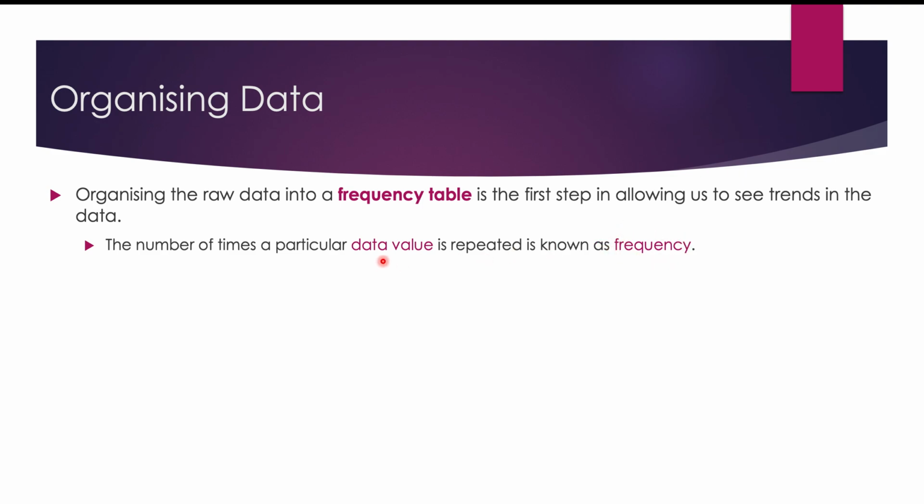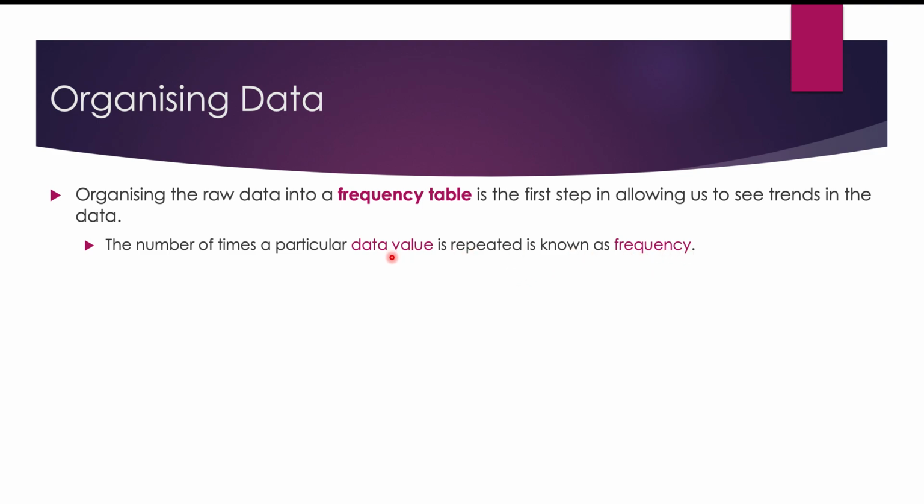So what is the data value? Let's say that I'm recording colors of cars in Avila's car park. The data values will be blue, red, black, white. And the frequency will be how many red cars do I see, how many blue cars, how many black, how many white. That will be the frequency.